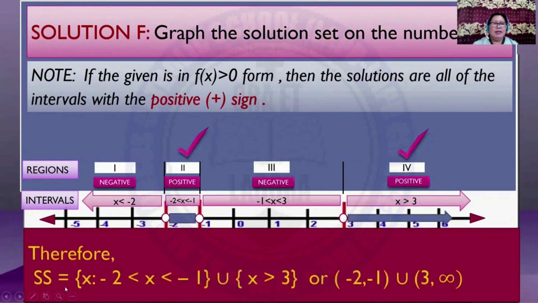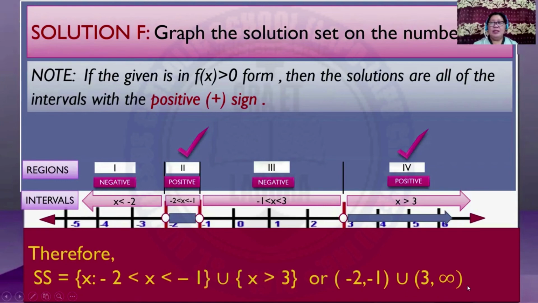Therefore, the solution set is equal to the set of x such that x is between -2 and -1. Union with the set of x greater than 3. This is the set builder notation. Or you can write in interval notation, then we have -2, -1. Then 3 to positive infinity.